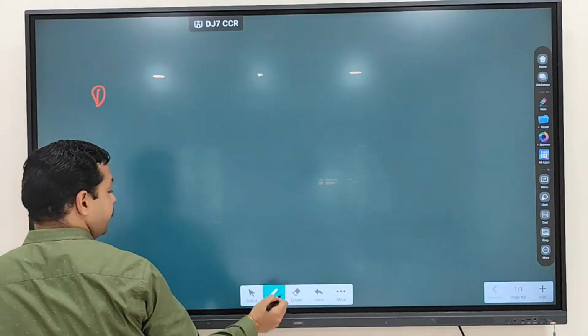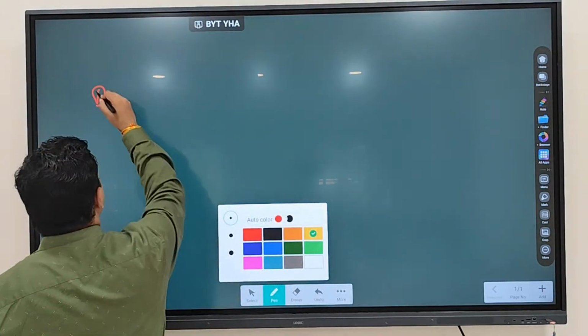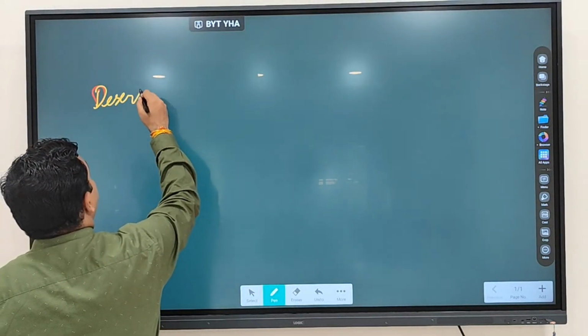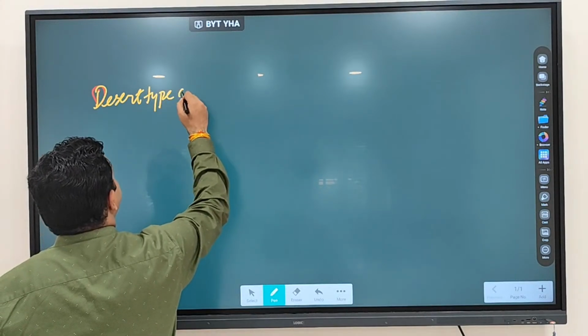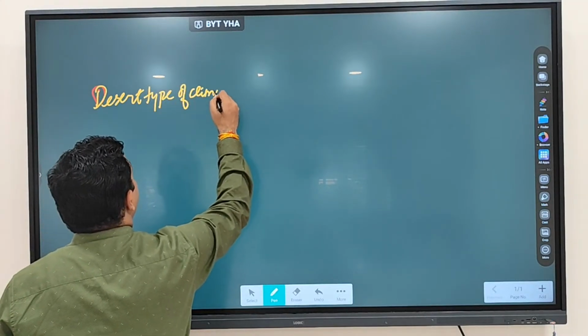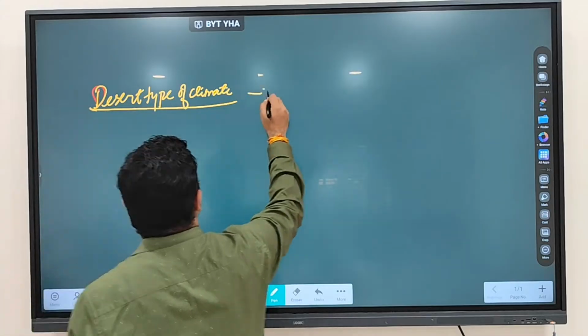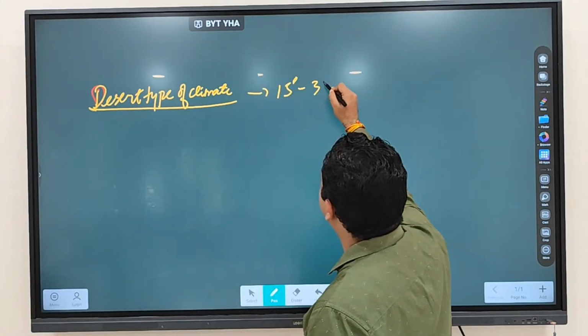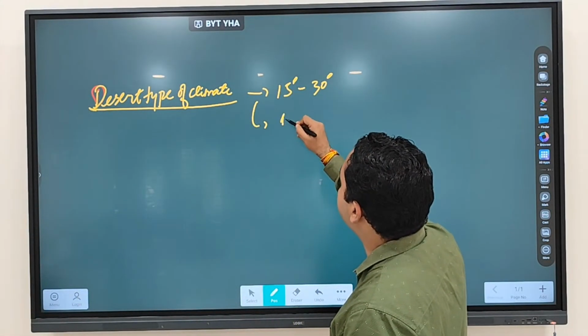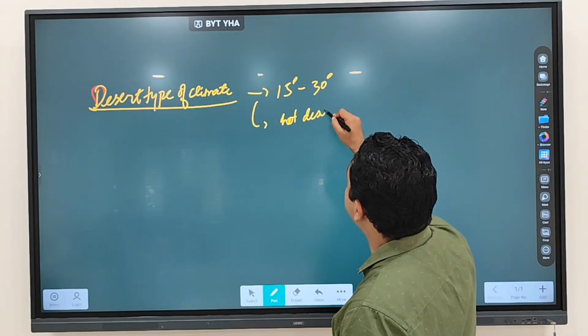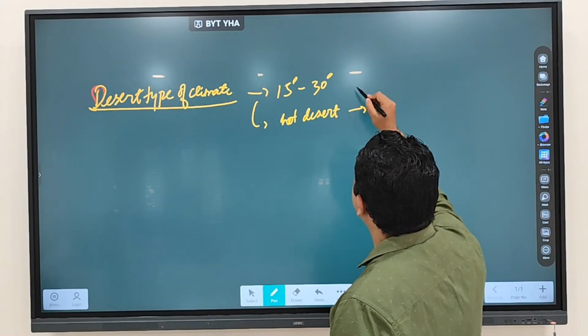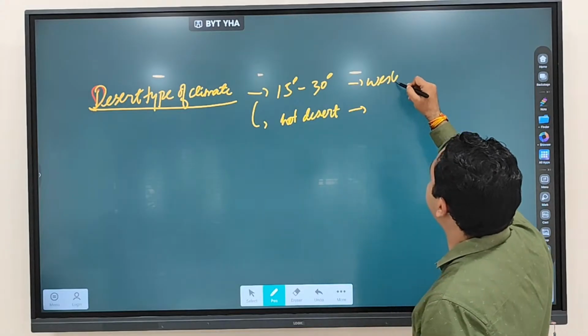So desert type of climatic conditions. These are basically found between 15 to 30 degree latitude, hot desert conditions. Generally on which side? On the western side of the continent.